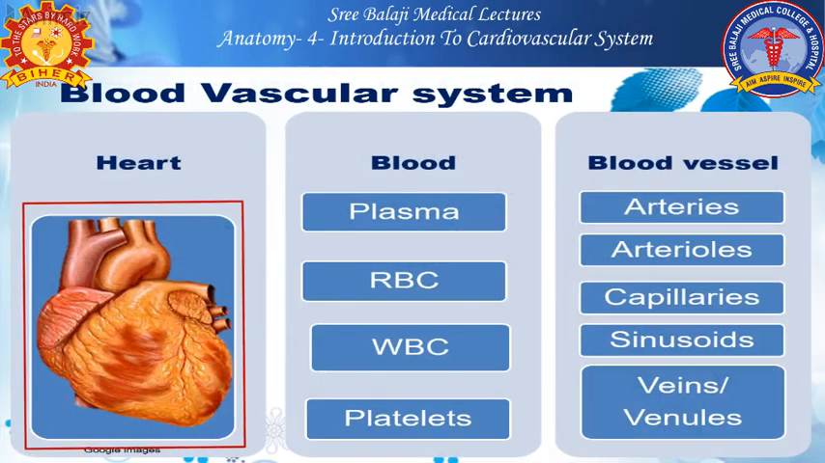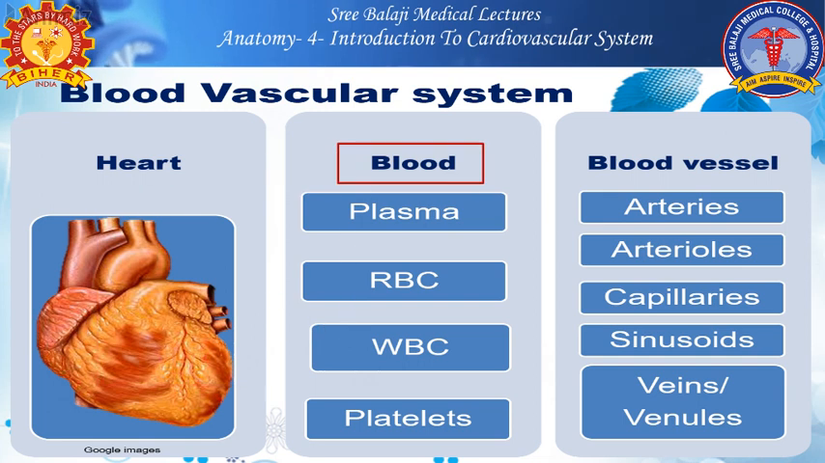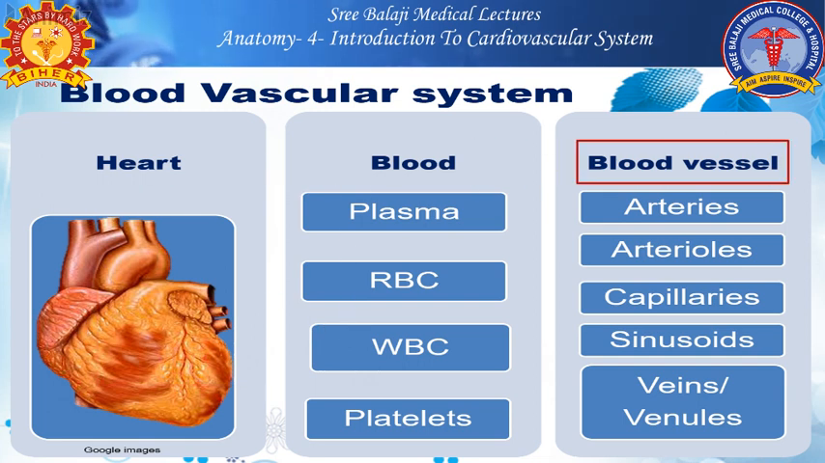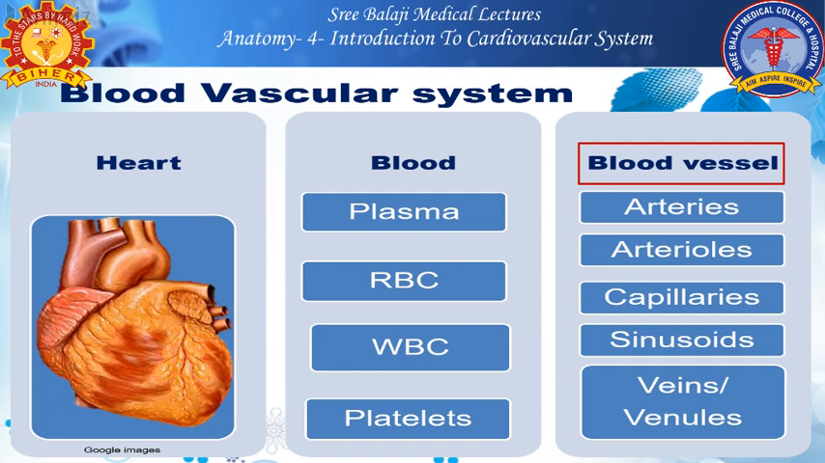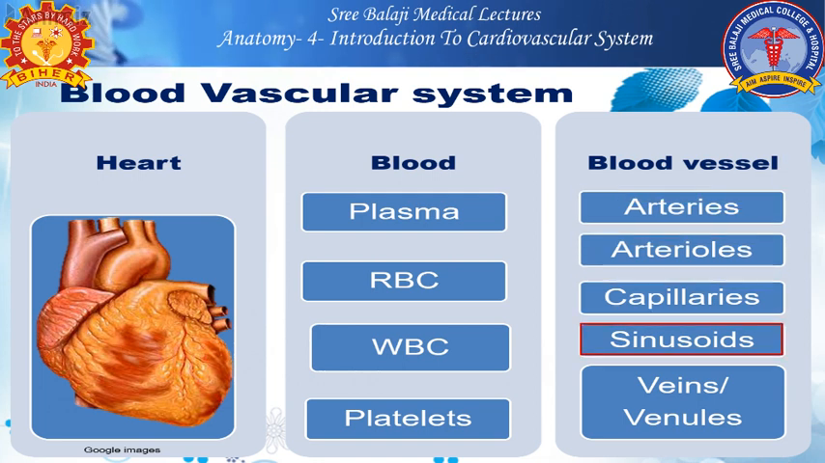The blood vascular system is mainly made up of the pumping organ, that is the heart, which pumps the blood through the blood vessels. The blood contains plasma, RBCs, WBCs and platelets. Blood vessels, the types are mainly the arteries, arterioles, capillaries, sinusoids and veins and venules.